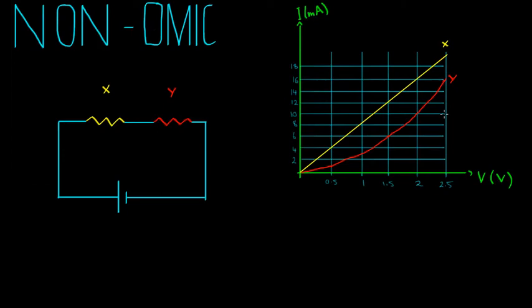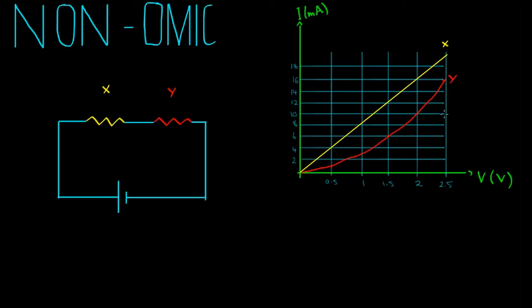The difference between an ohmic device and a non-ohmic device is that an ohmic device has a constant resistance. A non-ohmic device has a varying resistance. So an ohmic device, basically no matter what amount of current you put through that device, its resistance won't change.